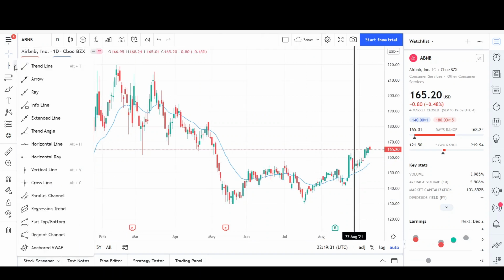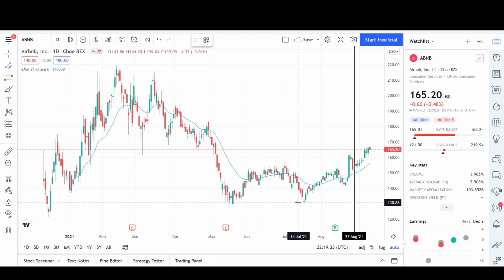In my prior analysis, I had this channel drawn, and we made a new high already at that point. As you can see here, we had this channel up and then a breakout side and moved to a new high because it's higher than this one. And then we sold off a little bit.